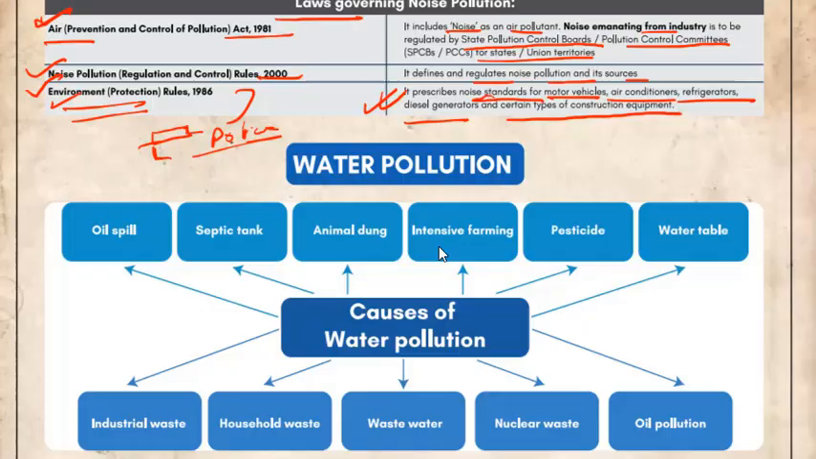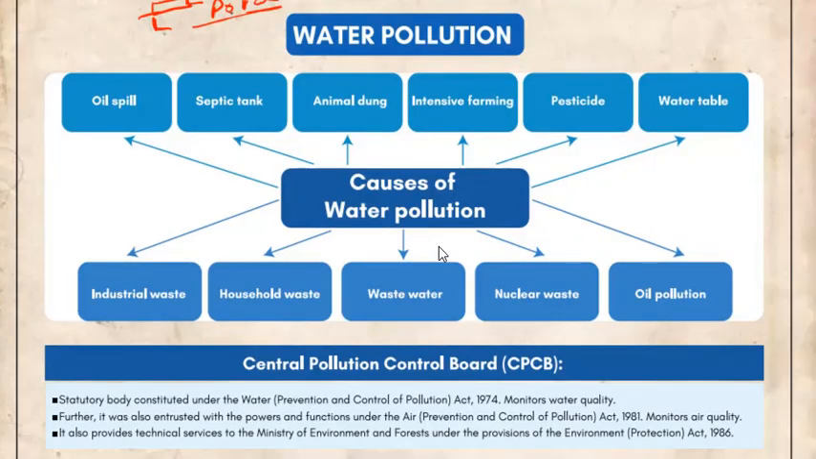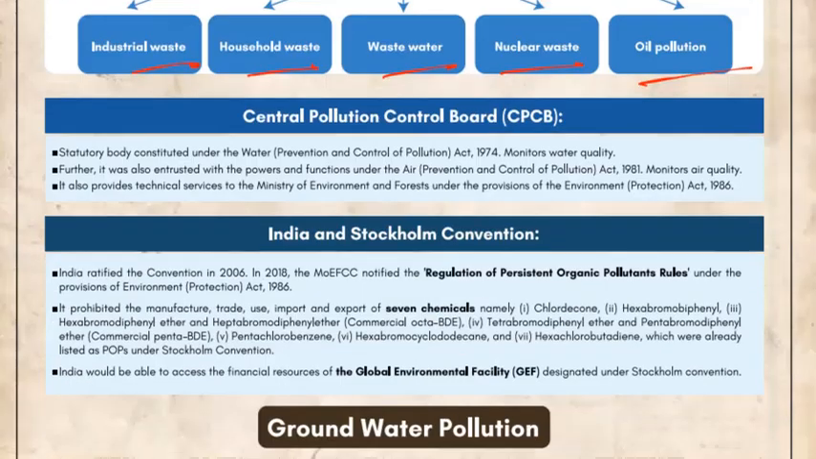Next, coming to water pollution. What is water pollution here? First, it is written about the causes of water pollution. Nothing much I can say here; you have to see oil spill, septic tank, animal dung, intensive farming, pesticides, water table, industrial waste, household waste, nuclear waste, oil pollution. All these types come under water pollution. Next is about the Central Pollution Control Board.